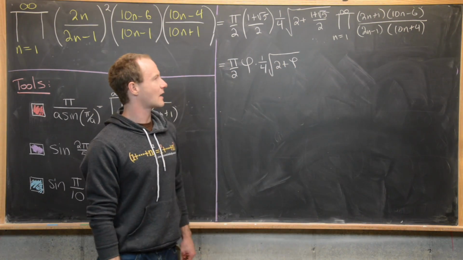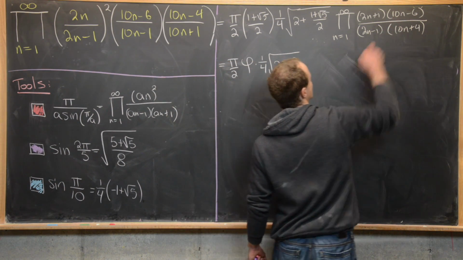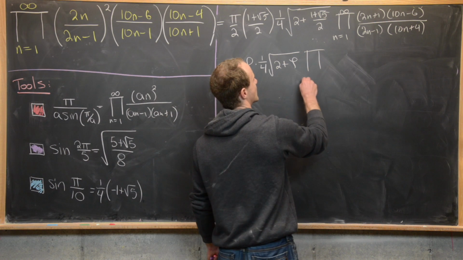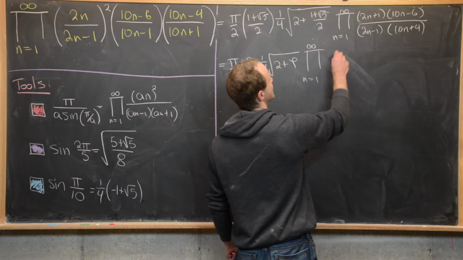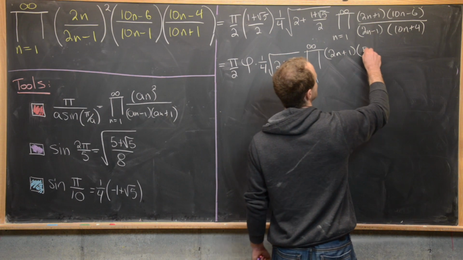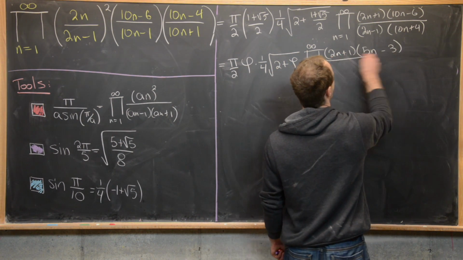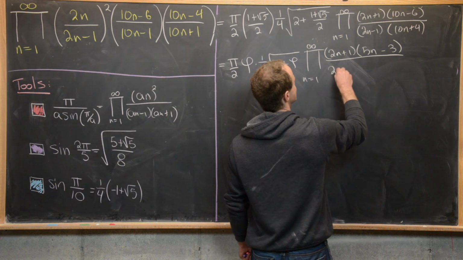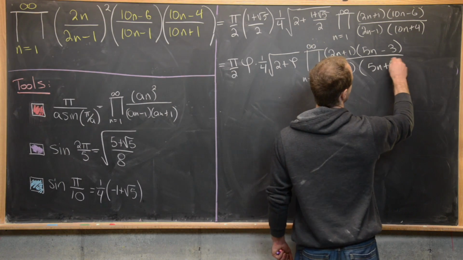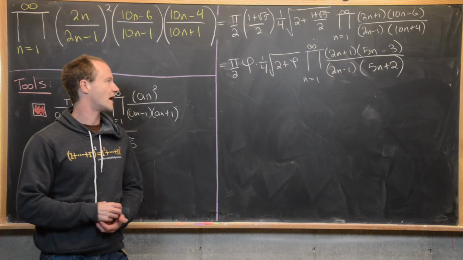And then the next thing that I want to do is simplify this a little bit. So notice that I can take a 2 out of the numerator and the denominator here. That's going to give me this product as n goes from 1 to infinity of 2n plus 1, and now this is going to be 5n minus 3 all over, so this is going to be 2n minus 1, and then the next one is going to be 5n plus 2. Great.